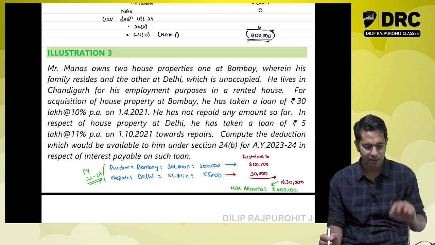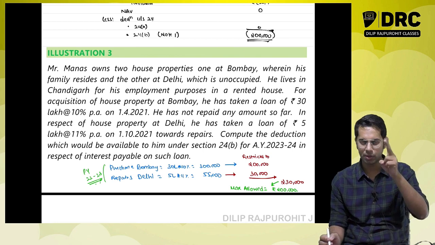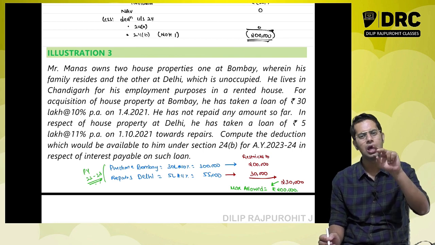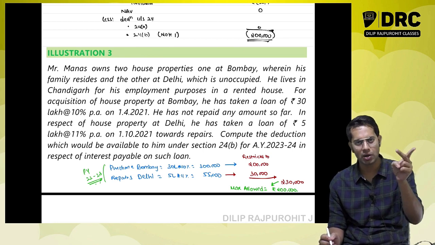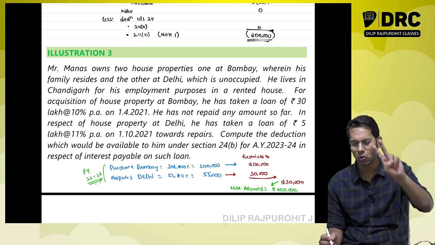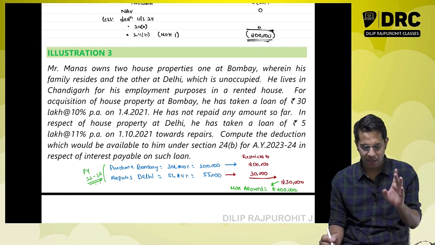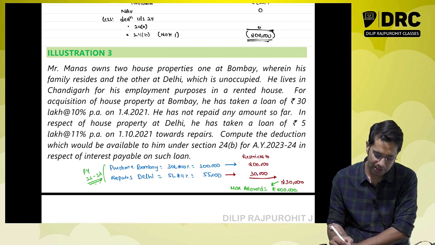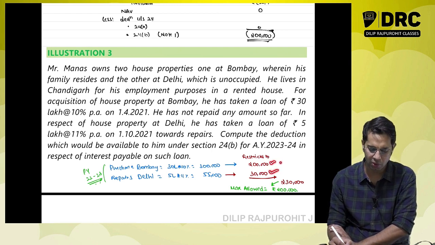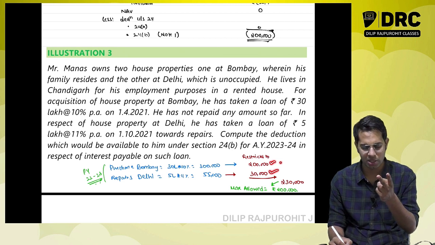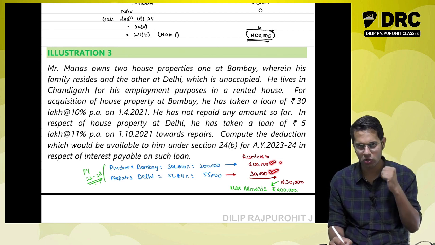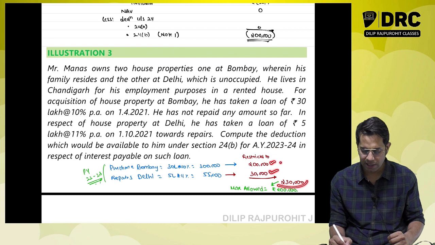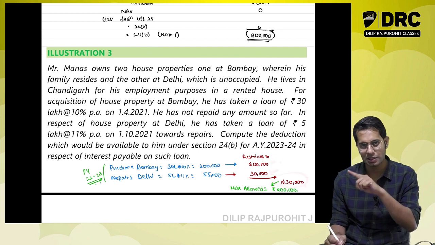In this question, this person has 2 properties. Both the properties are self-occupied properties. He has taken 2 separate loans. One loan is taken for construction purpose, another loan is taken for the purpose of repairs. Now the question is, how much interest will be allowed to you as deduction? Basically, for construction you get 2 lakh rupees interest deduction, and for repairs you get 30,000 rupees. So totally the interest amount comes to 2,30,000 in this particular case.